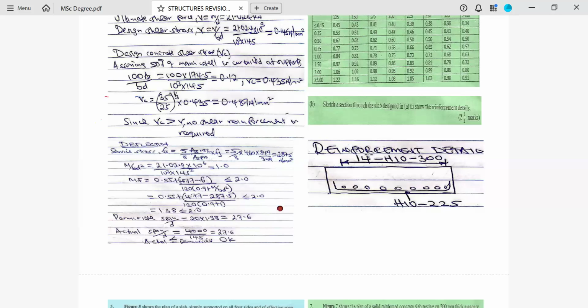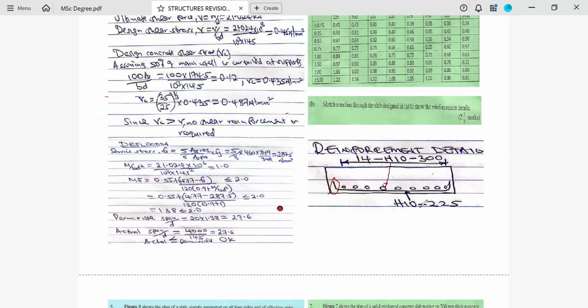When you look at this, it is 14 H10 at 300. Now it means these 14 bars are the transverse. Transverse means they run perpendicular to the span. But now the main reinforcement, they run parallel to the span. For this case, this bar here, it is the main reinforcement, meaning that this is a span. They are running parallel to the span, but the distribution, these ones here, they are running perpendicular to the span. So this H10 at 300 refers to this.